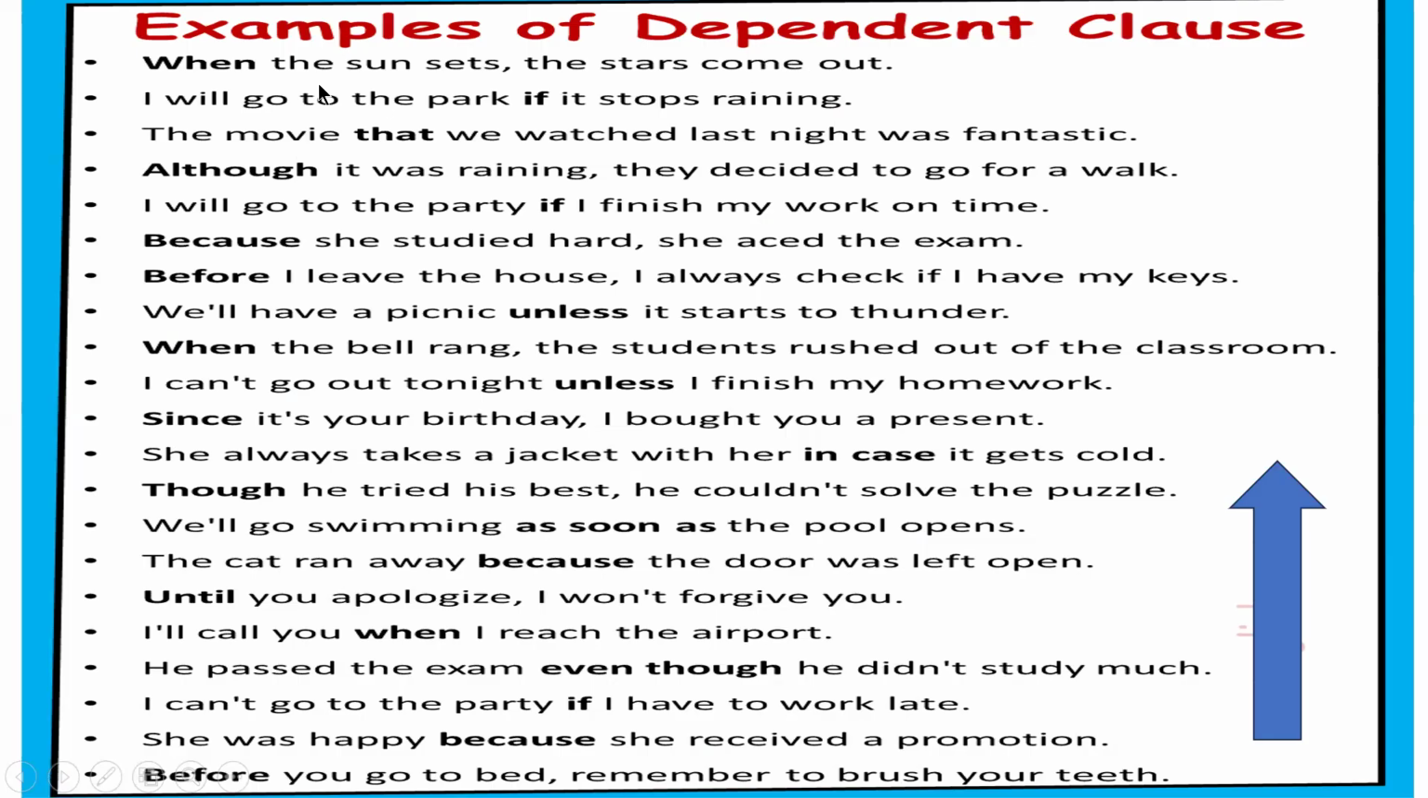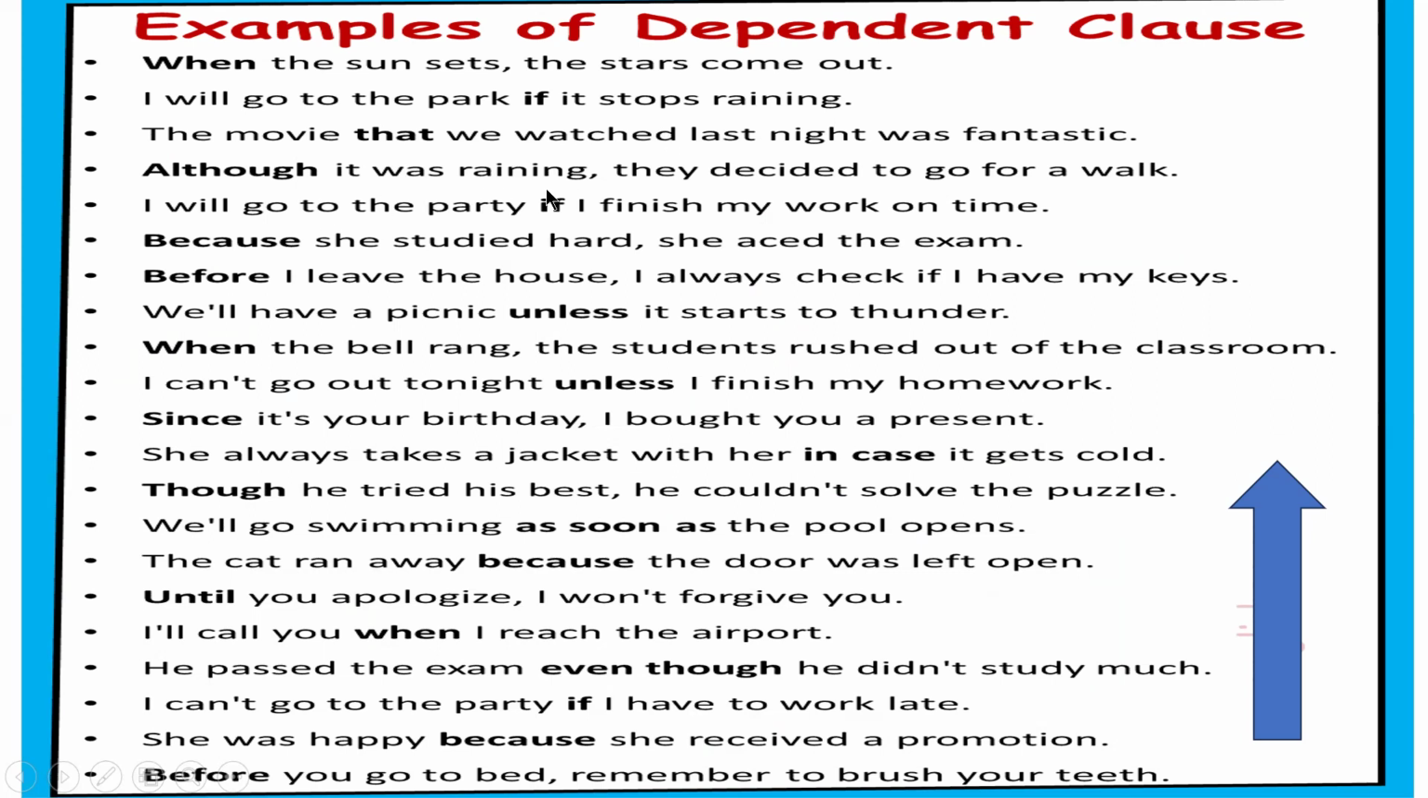The stars come out is the independent clause, and when the sun sets is the dependent clause. I will go to the park if it stops raining. So if is a subordinating conjunction, when is a subordinating conjunction. If it stops raining is a dependent clause. Same with the example: the movie that we watched last night was fantastic. That we watched last night is a dependent clause. The movie was fantastic is the independent clause.